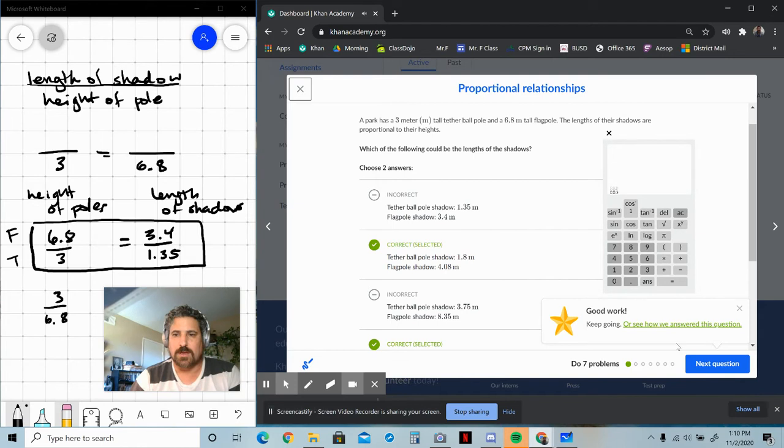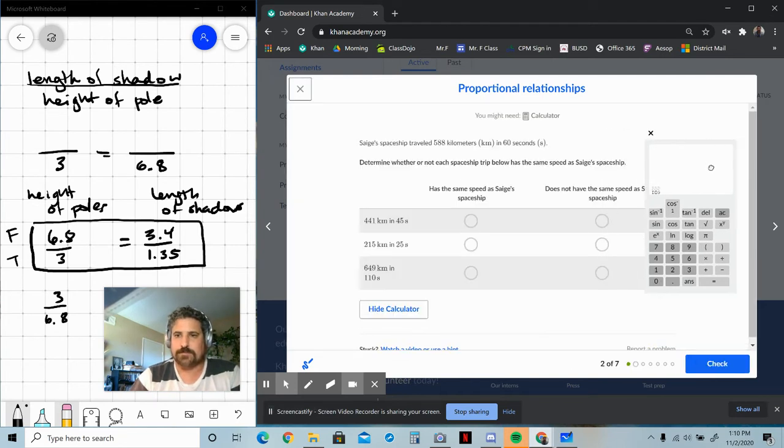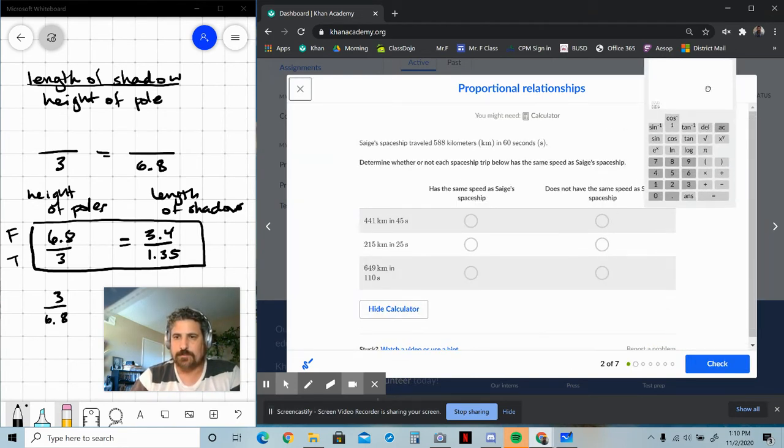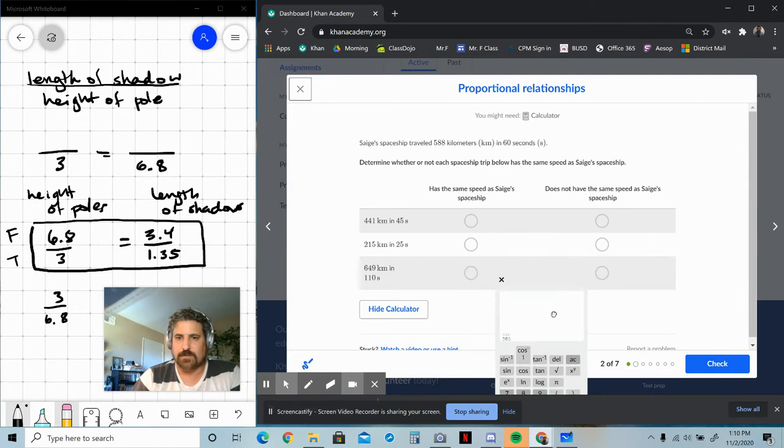Okay. Next question. So let's see if I can move this around. All right. It says Sage's spaceship traveled 588 kilometers.